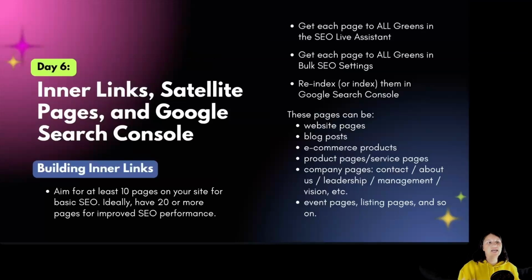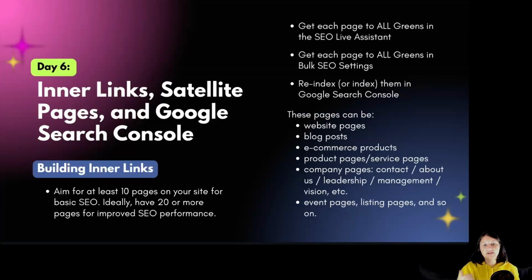For day 6, we have to focus on inner links, satellite pages, and Google Search Console. Building inner links. Aim for at least 10 pages on your site for basic SEO. Ideally, have 20 or more pages for improved SEO performance. Get each page to all greens in SEO Live Assistant. Get each page to all greens in bulk SEO settings, and reindex or index them in Google Search Console.